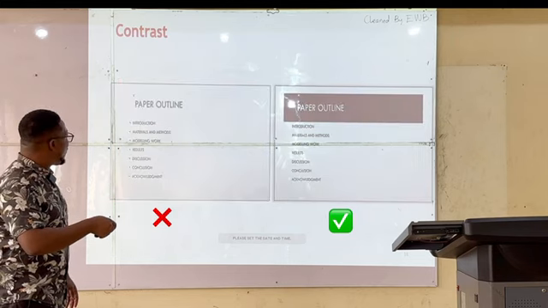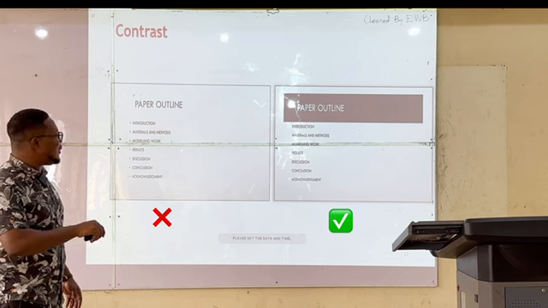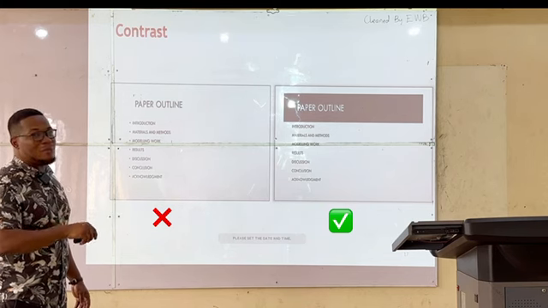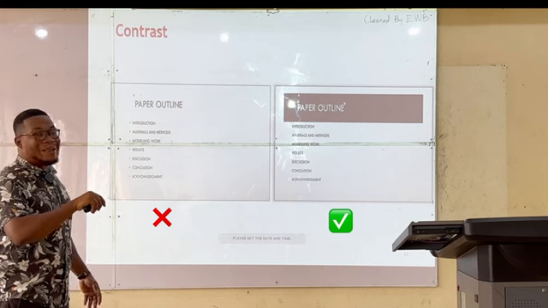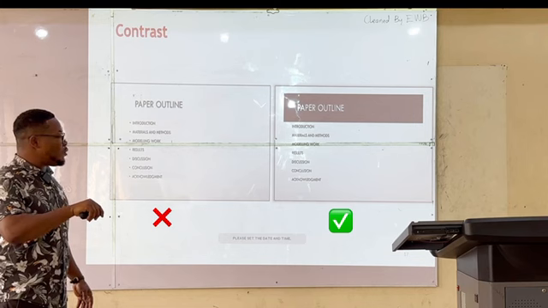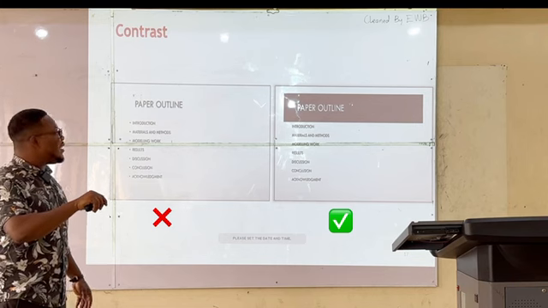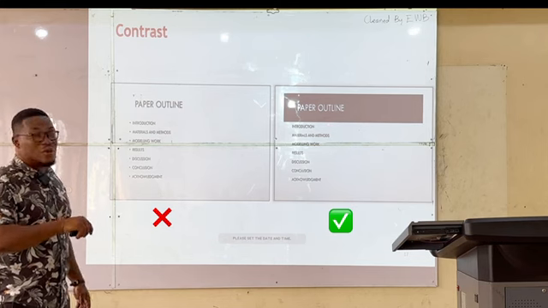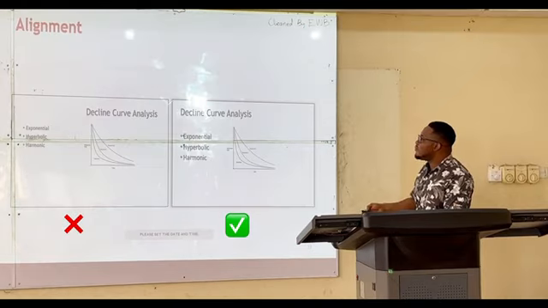Still under contrast. Paper outline. This is like the previous one. You need to have the paper outline, okay? For example, you have an introduction. That should be in black or another color that goes with whatever background you're using. So everybody sees and knows you're talking about paper outline. And on that paper outline, you have introduction, materials and methods, modeling work, and so on and so forth. There should be contrast, okay, for people to get whatever you are saying.